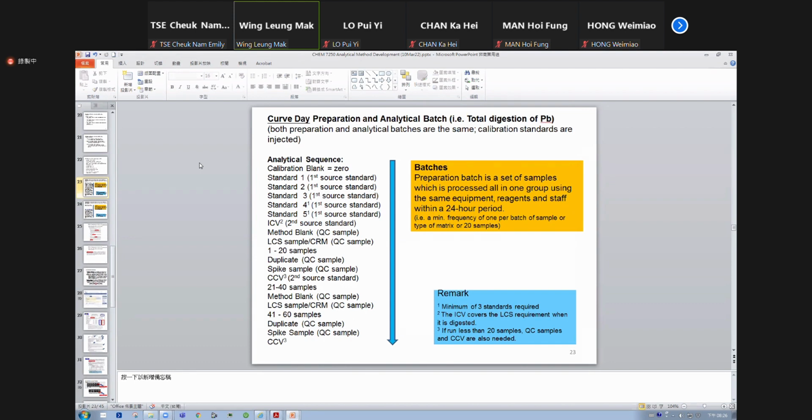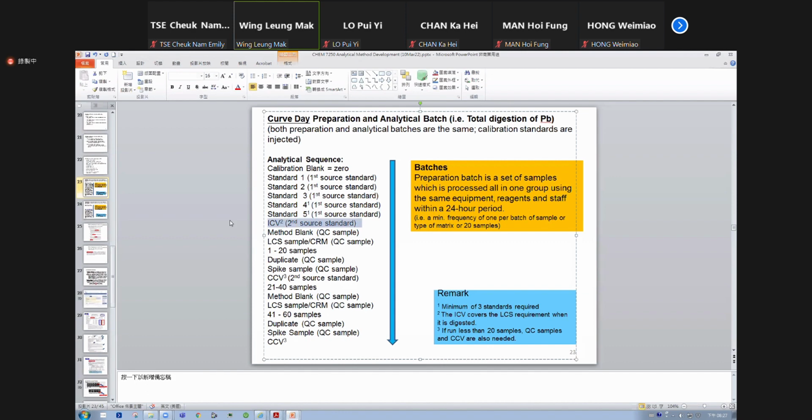Analytical sequence: you inject the calibration blank, that means the solvent. You are preparing the standards 1, 2, 3, 4, 5. You purchase the chemicals from the first source, that means brand A, for example. You prepare the calibration curve.